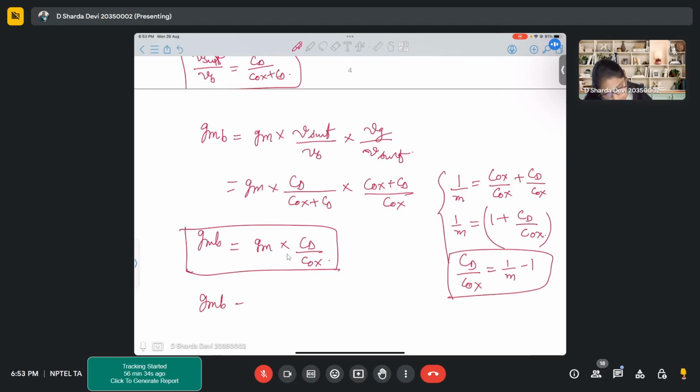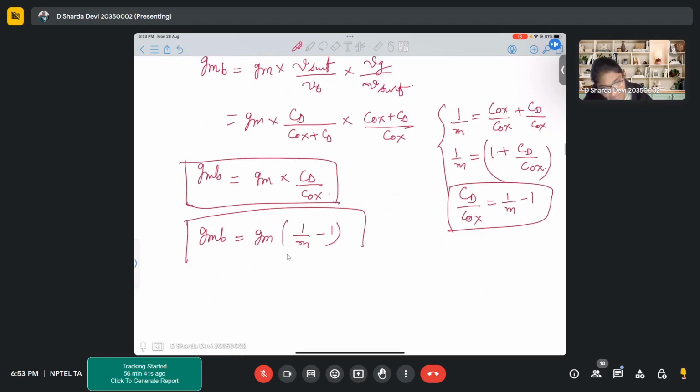So GMB is GM times 1 by M minus 1. So this is the factor that you get. And mind you, one thing: this GMB is not very small. If you observe very carefully, we always say that GDS is very, very small compared to your GM, right? There is always around three orders of difference in GM and GDS. But when we talk about GMB, there is only one order of difference. So GMB is very close to GM. So it's not very small like GDS.